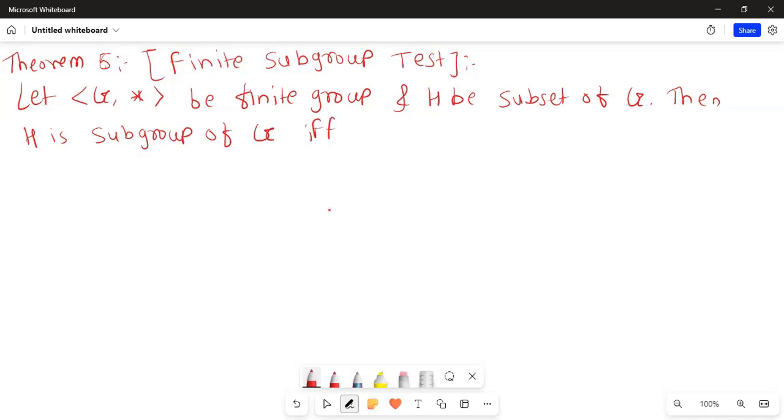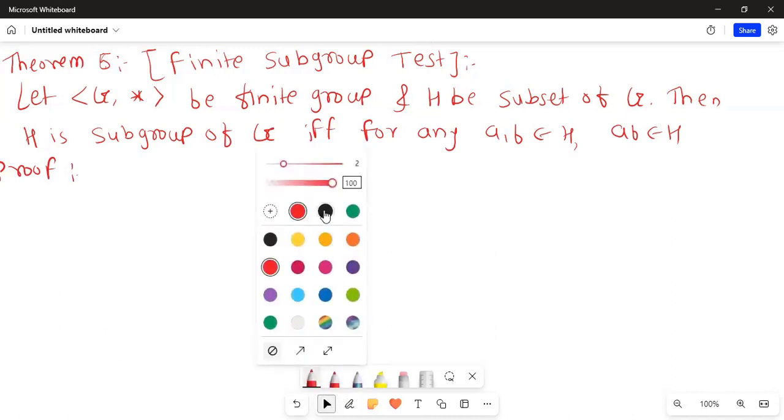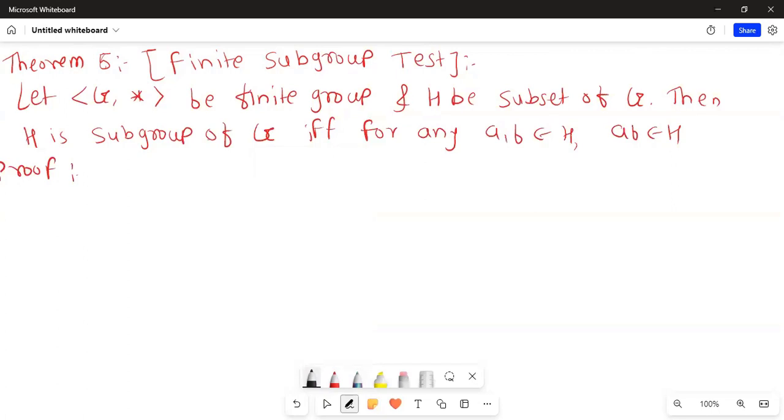if and only if for any A, B belongs to H, AB belongs to H. इसमें प्रूफ देखो, तो थ्योरम क्या है पहले देखो, let G star be a finite group and H be a subset of G, then H is a subgroup of G if and only if for any A comma B belongs to H, AB belongs to H.